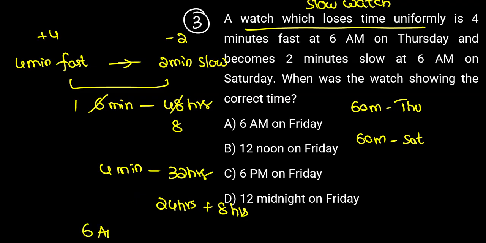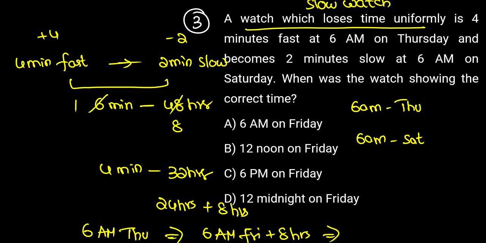6 a.m. Thursday, 24 hours means 6 a.m. Friday, plus 8 hours, which is 2 p.m. Friday. Or wait, Thursday, Saturday, cool. 6 a.m. to, 4 minutes fast to 2 minutes slow. Okay, 6 minutes, fine, for that 48 hours exactly. Yeah, here the options are wrong. Don't worry about it. Let's go with the procedure and cross check once.